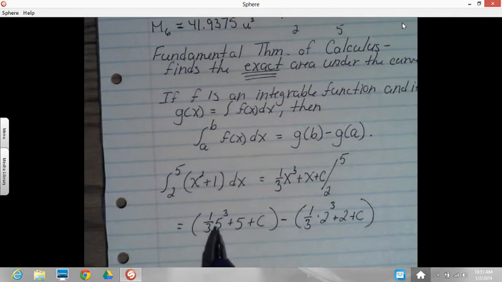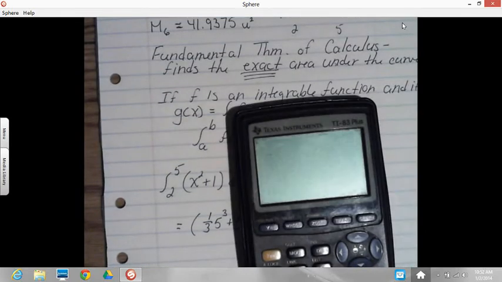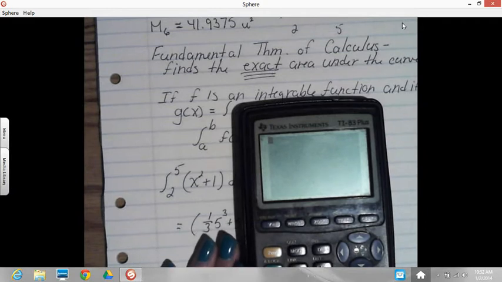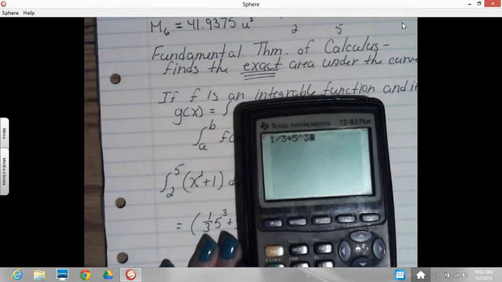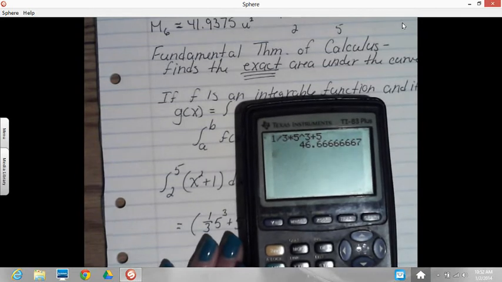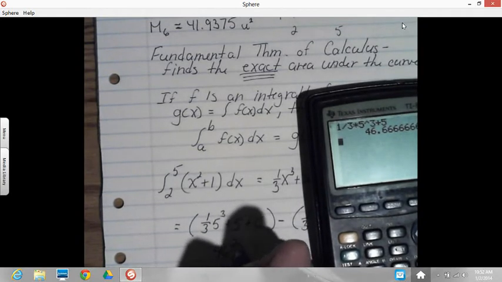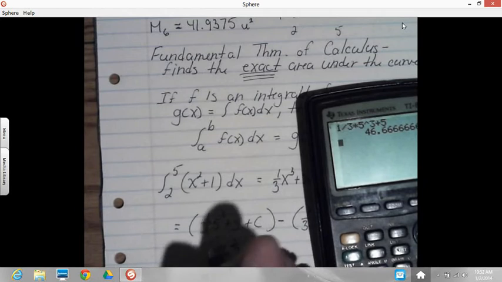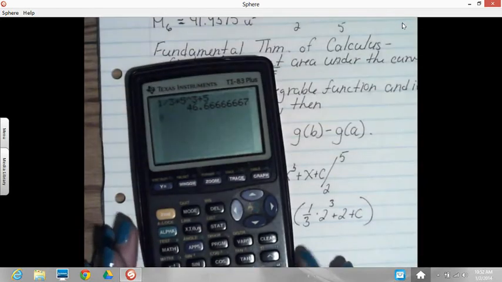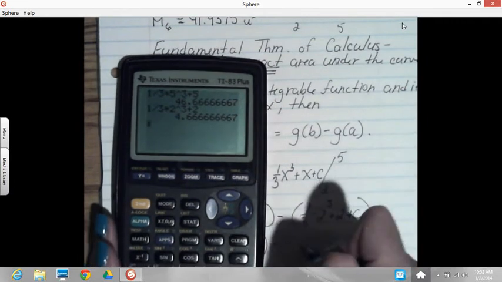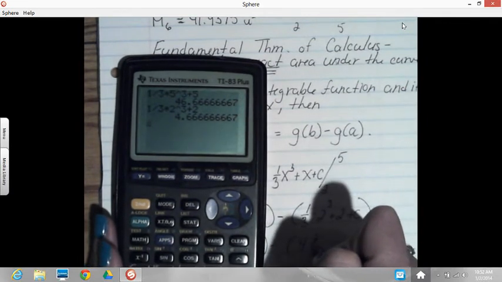Okay, working this out. Now it's just calculator work at this point. Okay, 1/3 times 5 cubed plus 5 is 46 2/3 plus c minus, and over here I've got 1/3 times 2 cubed plus 2, that's 4 2/3 plus c.